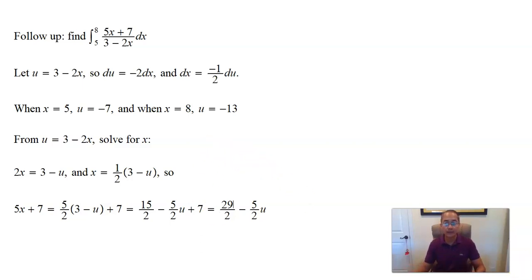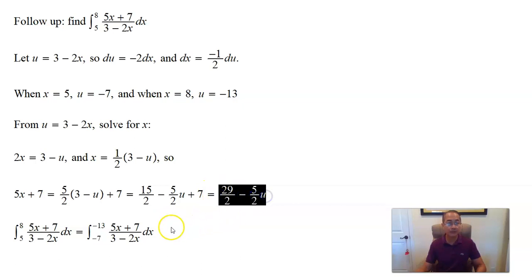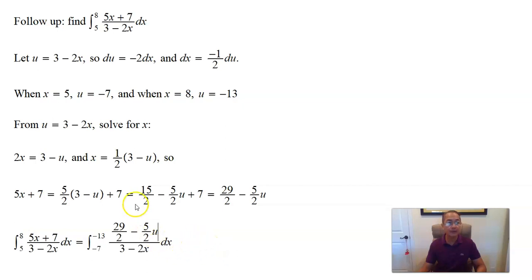Okay, so that is our numerator, and we can now plug that in to our integral. So 5 again is minus 7, and 8 becomes minus 13. 5x plus 7 is now 29 over 2 minus 5 over 2 u, and 3 minus 2x is our u, and our dx is minus 1/2 du. Get the whole thing there. Okay. There we go.